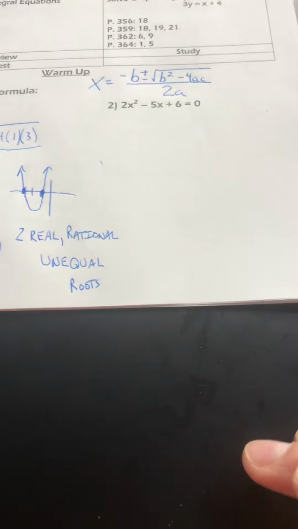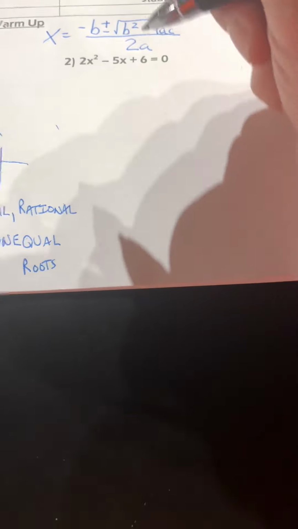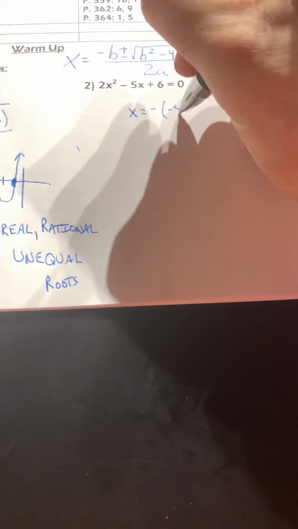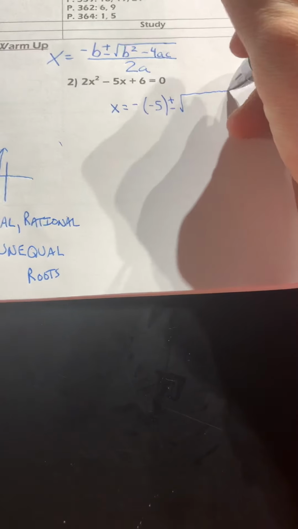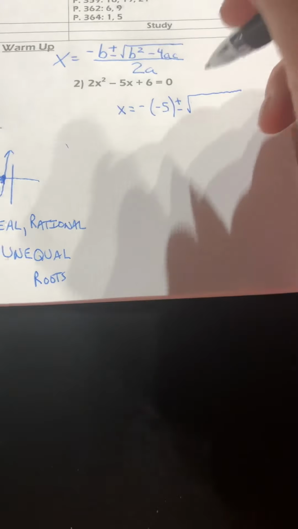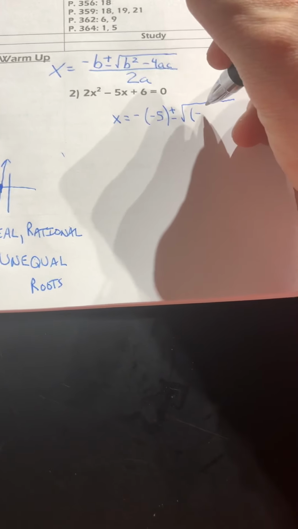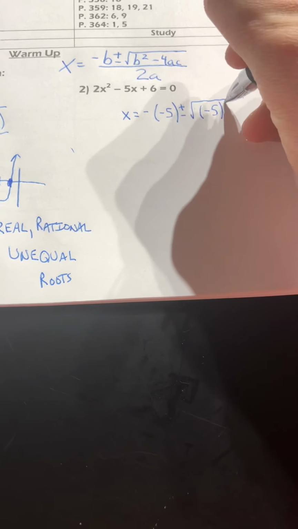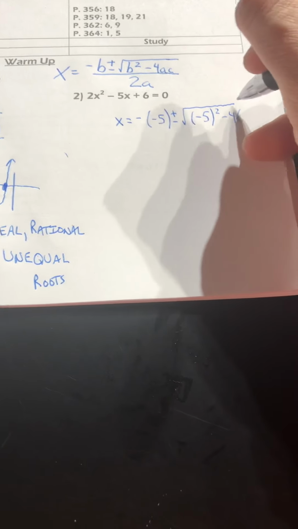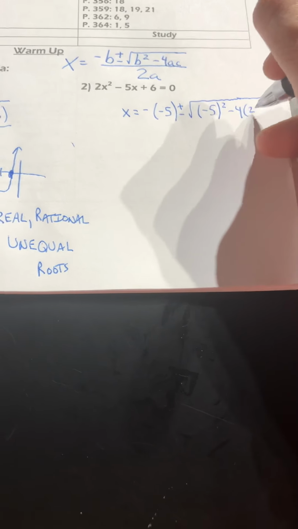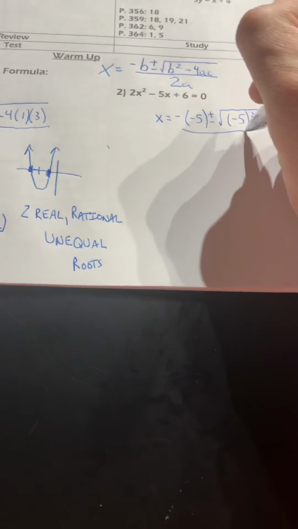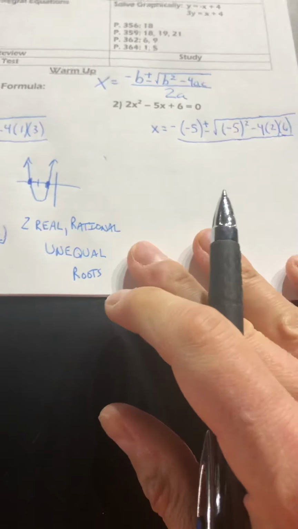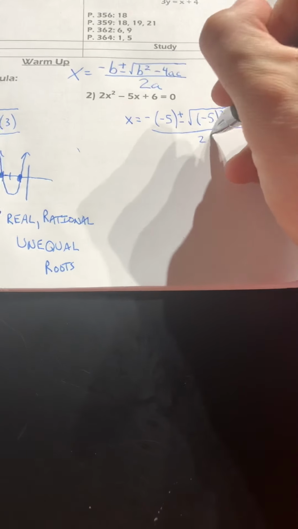Now if you take a look over here, we're going to do the exact same thing. We're going to plug this in. We have x is equal to negative b. So our b value is negative 5. Plus and minus the square root of b squared, which is negative 5 squared, minus 4 times a, which is 2, times c, which is 6, all over 2 times a, so 2 times 2.